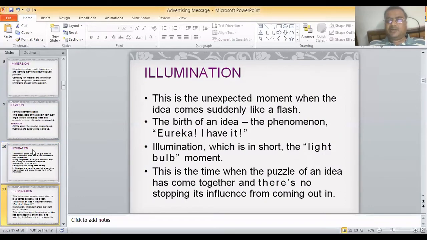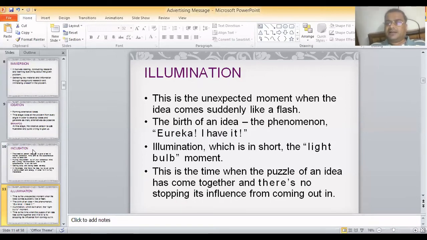Now next is illumination. This is like you are thinking over something, and suddenly an idea pops up. So this is called illumination. Like what happened with the scientist, where he shouted "Eureka, Eureka," which means "I have found it, found it." So he was taking a bath, and suddenly he got that idea, and he started shouting "Eureka, Eureka."